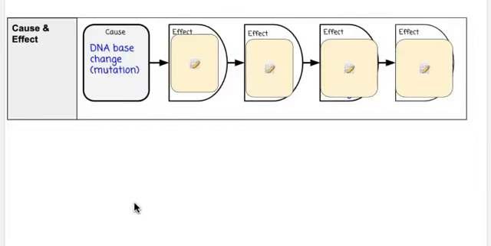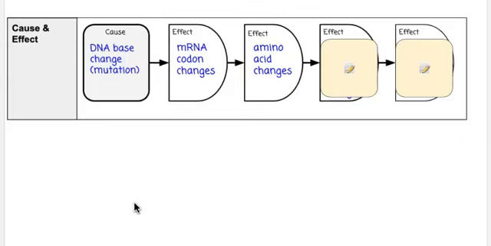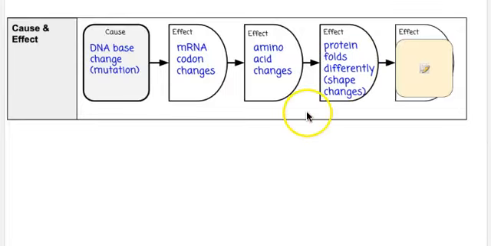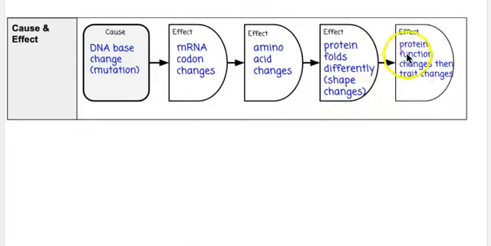So let's fill out our cause and effect chart. The DNA base change, or the mutation, leads to the mRNA codon change. That changes our amino acids. The protein folds or shape changes. And then the protein function changes the trait, which makes the person's skin smell bad.